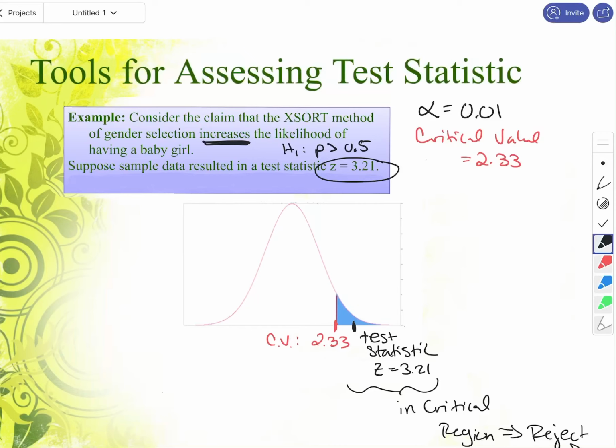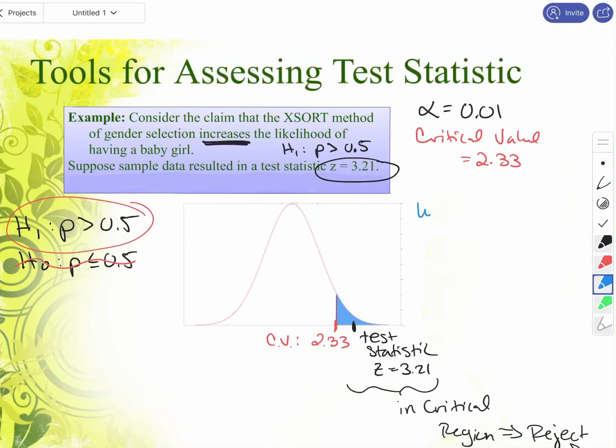Remember, our alternative hypothesis from previously was H1: p is greater than 0.5, because it's increasing the likelihood of having a girl. That meant that our null hypothesis is p is less than or equal to 0.5. If we are rejecting the null hypothesis, that means that the opposite claim may be true. So it's possible that the gender selection method XSort is increasing the likelihood of having a baby girl.